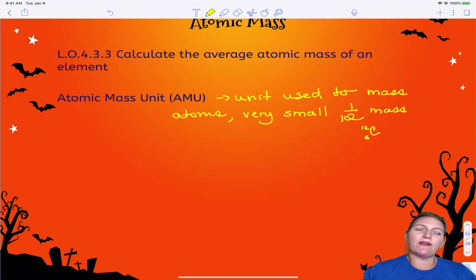It's very, very small, and the reason why we use this instead of grams or even a nanogram or a picogram, which would be a billion times smaller than a gram, is that it still would be way too large to talk about the mass of a proton or a neutron or an electron.